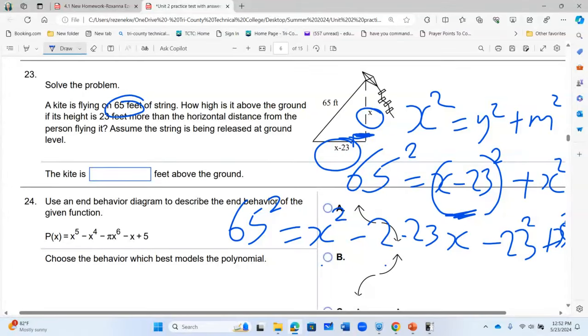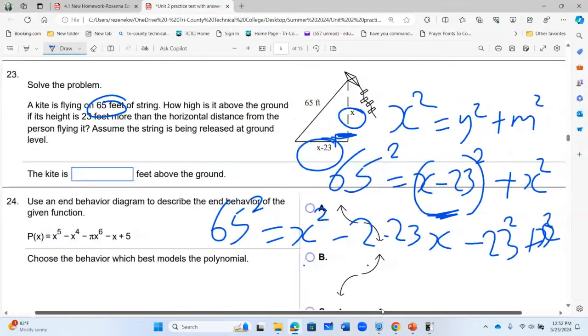The ones we are going to see today are going to be polynomials of high degrees. Polynomials of high degrees are going to look lengthy. But once you know that this is a right angle, you can use the Pythagorean theorem to solve that.